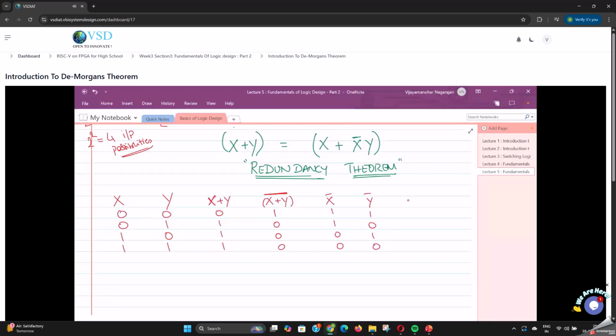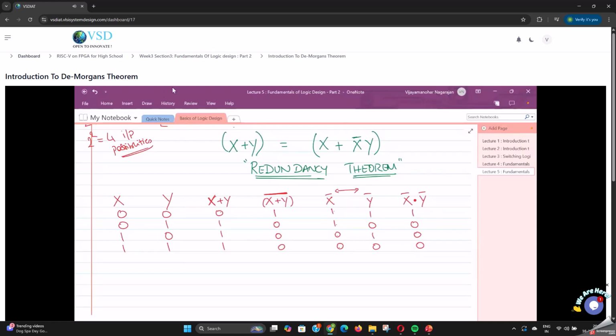Now what I am going to do is, I am going to do X bar ANDed with Y bar. That is, I am taking the AND between these two. What will I get? 1 ANDed with 1 will give me 1. 1 ANDed with 0 gives me 0. 0 ANDed with 1 gives me 0. 0 ANDed with 0 gives me 0. Correct?